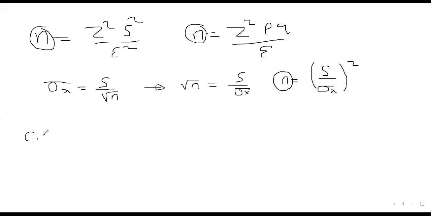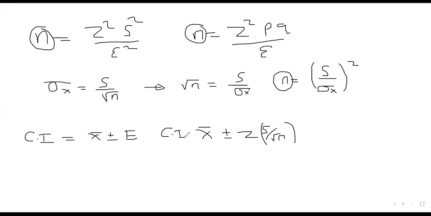Then we also have the confidence interval. A confidence interval is a range, given by the mean plus or minus the margin of error. To calculate this error, sometimes we can use the confidence interval equal to plus or minus Z times standard deviation over square root of n. Our confidence interval when dealing with proportions is equal to the proportion plus or minus Z times the square root of PQ over n.